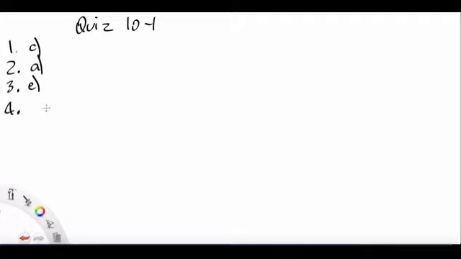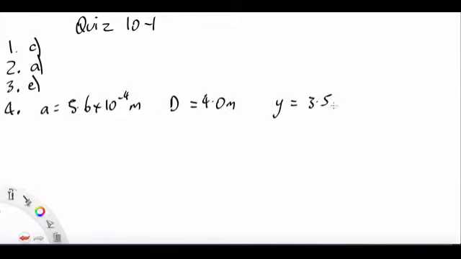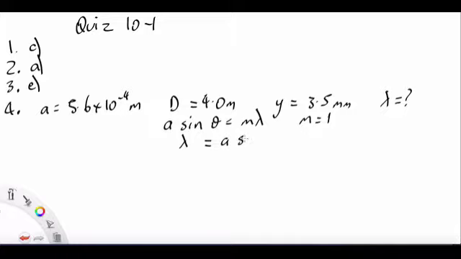Now, number 4, we have a slit width of 5.6 by 10 to the minus 4 meters, distance to the screen of 4 meters. We have our distance to the first dark fringe of 3.5 millimeters, and we want to know the wavelength. Now, we have a sine theta equals m lambda. Now, for first dark spot, m is 1. So we have lambda equals a sine theta.